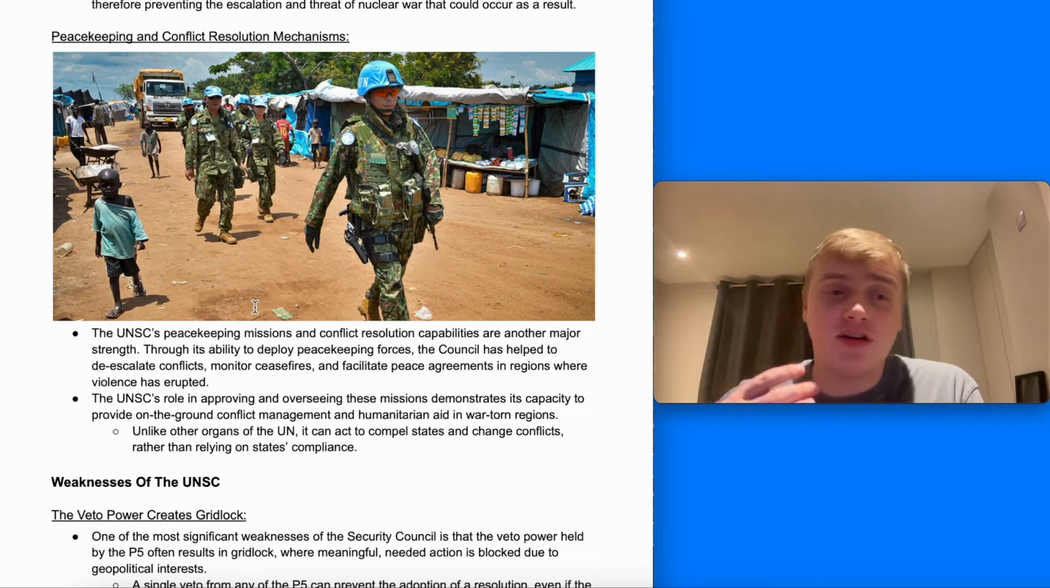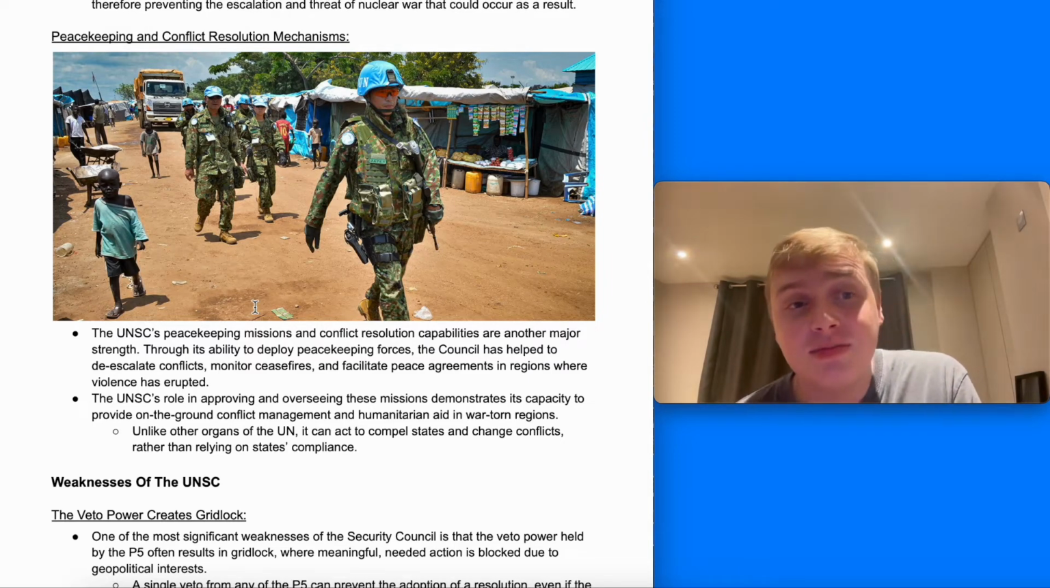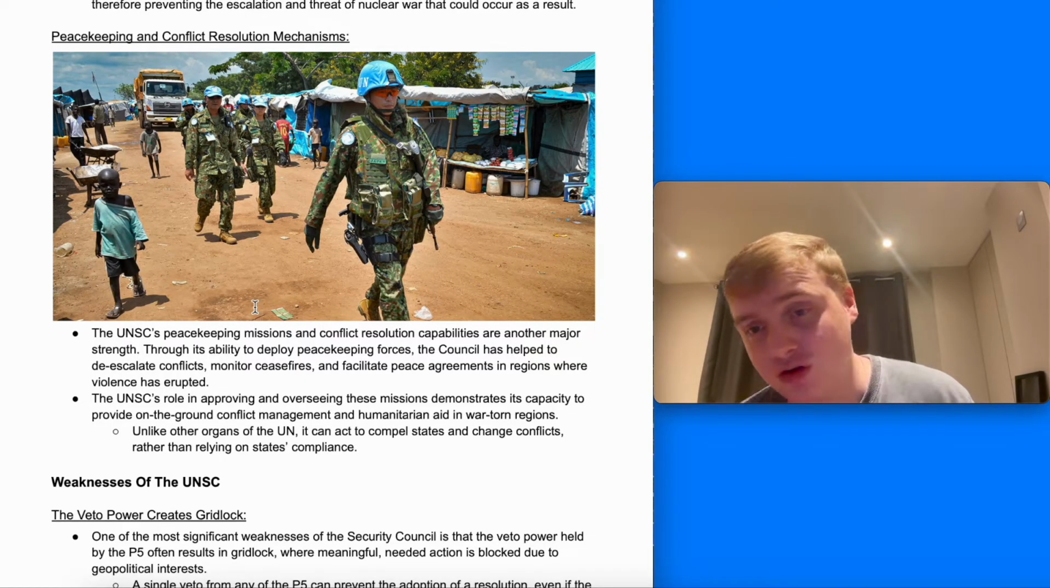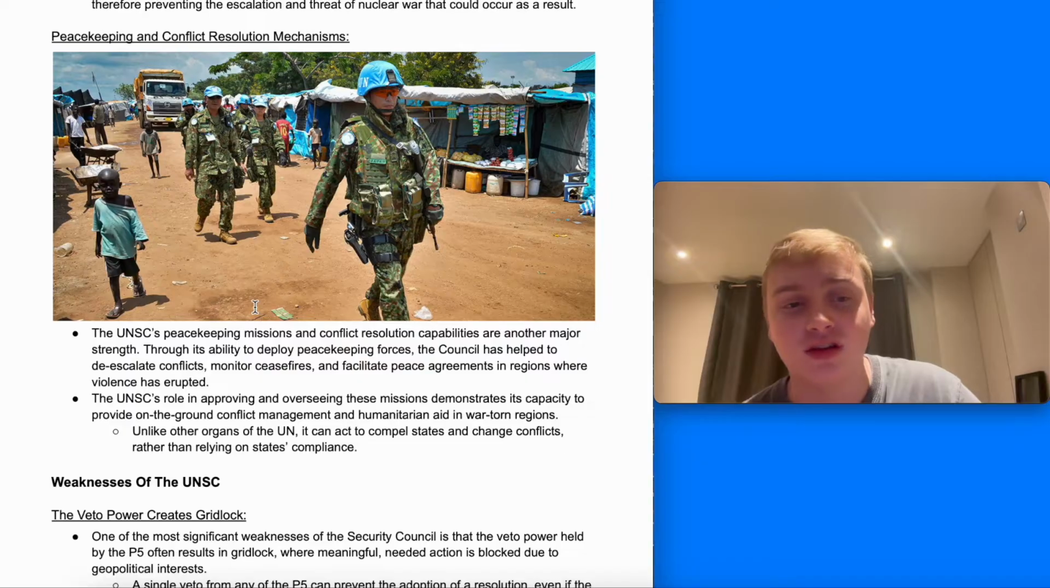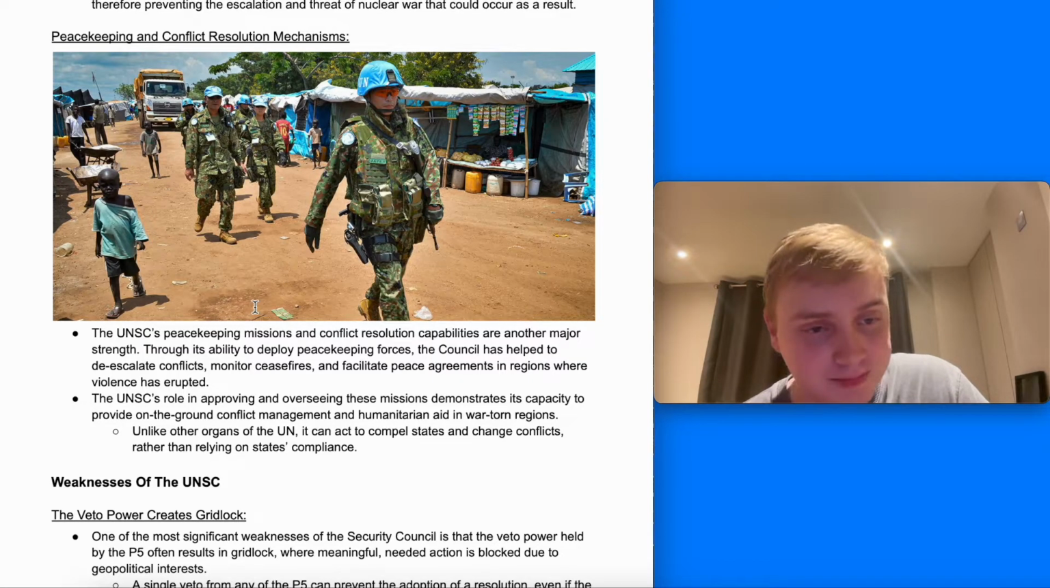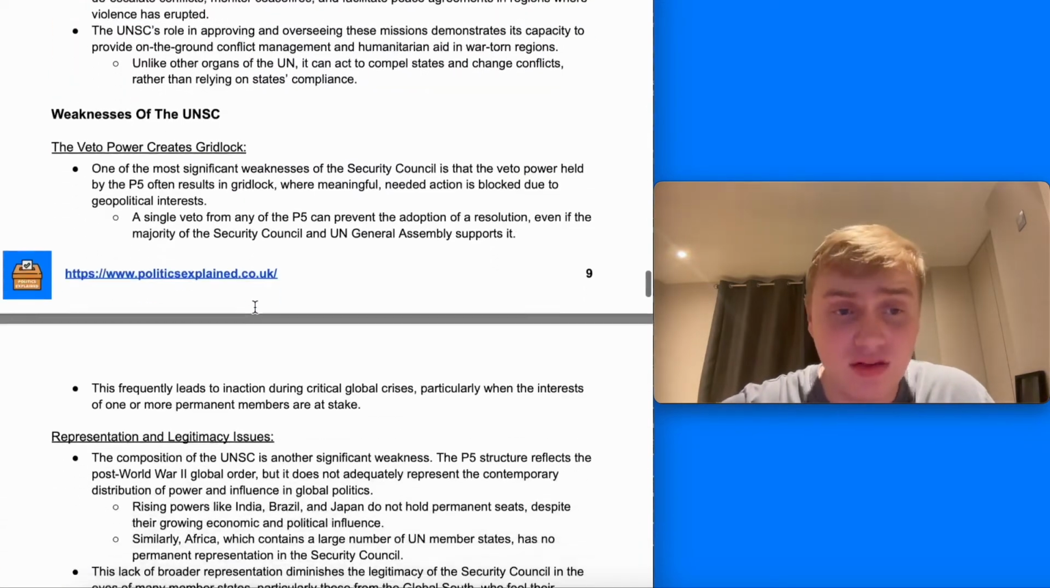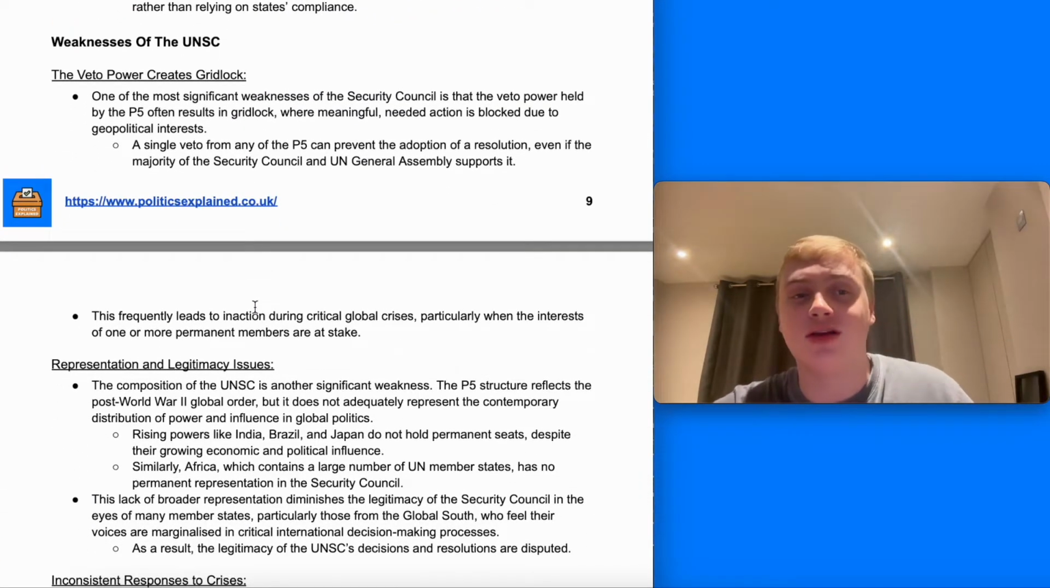And then finally, one of its strengths can be seen as its peacekeeping and conflict resolution mechanisms. Through its ability to deploy peacekeeping forces, it's helped de-escalate conflicts, monitor ceasefires, and facilitate peace agreements. We'll look at some examples of that in a minute. And the UNSC's role in approving and overseeing these missions demonstrates its capacity to provide on-the-ground conflict management and humanitarian aid in war-torn regions. On the other hand, there are a number of weaknesses of the UN Security Council.